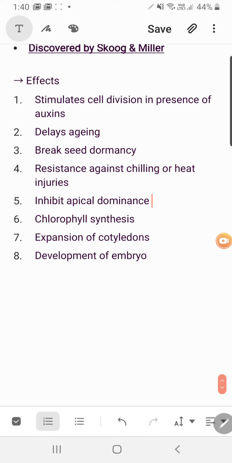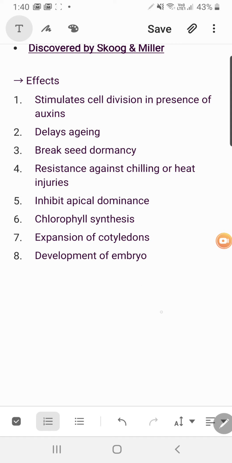Then chlorophyll synthesis. Cytokinin has a very important feature of increasing the chlorophyll synthesis inside the chloroplast. Why? Because more chlorophyll will lead to more photosynthesis. Expansion of cotyledons: every time the cells of the seeds are dividing, they allow the increase in the size of the cotyledons. And the last one is development of the embryo after the fusion.